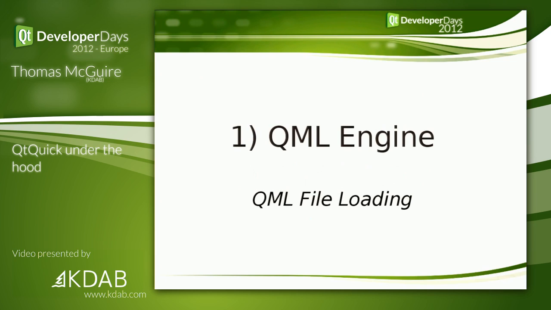So let's start with the first part and examine how a QML file is loaded. You have a .qml file on your disk. Through some magic, it gets loaded, and after that you see a window with pixels and stuff on it. How does that magic happen? How does it go from the QML file on the disk to pixels on the screen? That process I'll examine now.